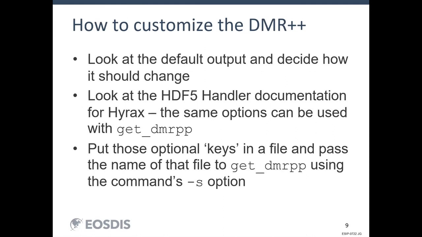And so we want to look at the default output that's produced by the object you just made, and then take a look at the HDF5 handler documentation and see if maybe there's some way that you can tweak the output. And so what we do is we have a bunch of keys that control the behavior of the HDF5 handler and the way that it interprets the information in the HDF5 file.